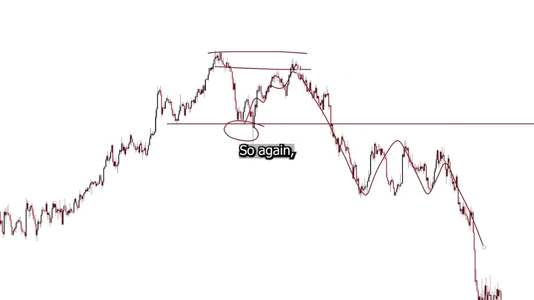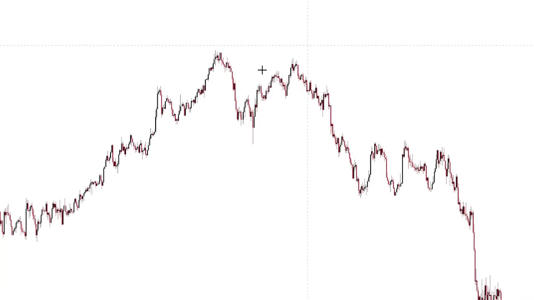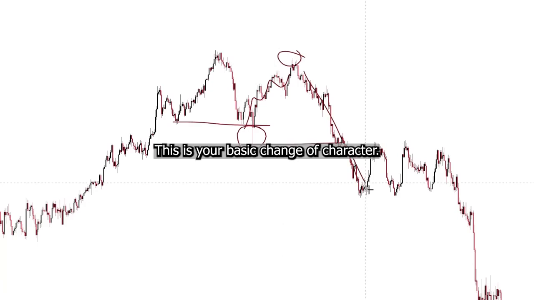So again, an easy way to remember this is external being taken out, a break of structure, and a retracement back to internal. And once price breaks this level, this is your basic change of character.